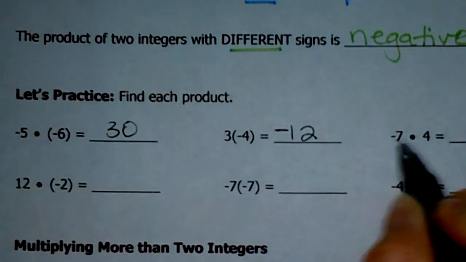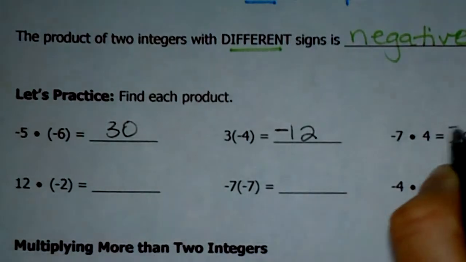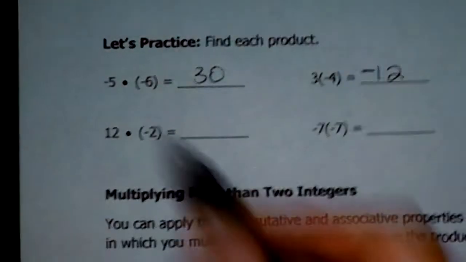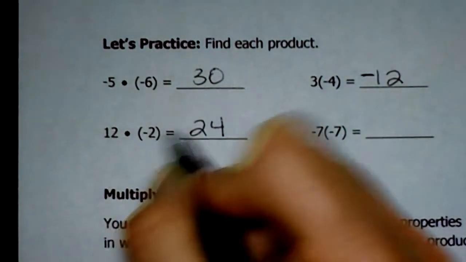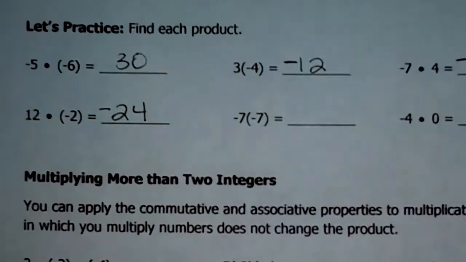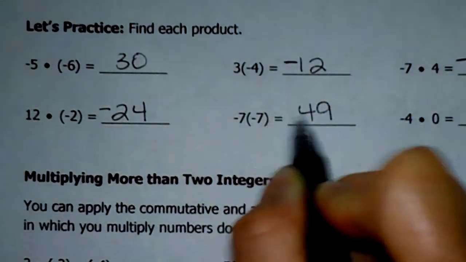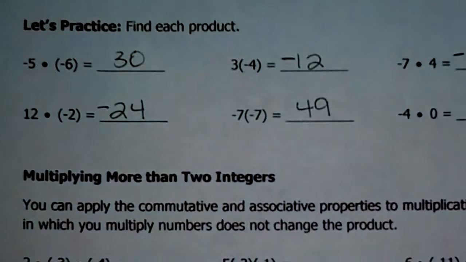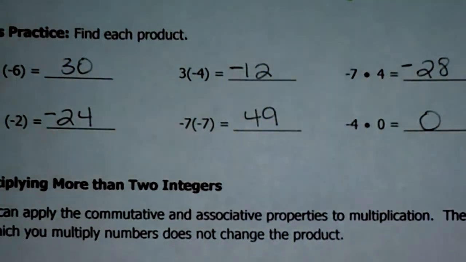The next one, 7 times 4 is 28. 1 of each means negative. 12 times 2 is 24. 1 of each, negative. 7 times 7 is 49. 2 of the same sign, positive. And the last one, I'm multiplying a number by 0, so it's 0. Please don't write -0. There is no such thing as -0. It does not exist. It's neutral.